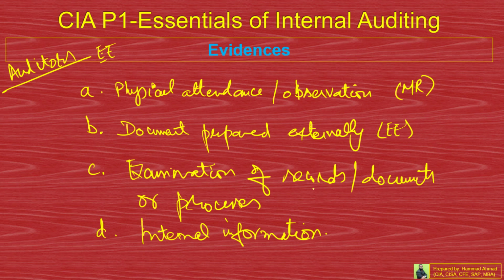Examination of records, documents or procedures or processes means this is also observation, but this is at a lower level than these two. And as the last, internal information, which was internally prepared and internally held. So these are the evidences from most to least reliable. So there were different aspects of discussing this point with respect to audit evidence and the importance of evidence with respect to fraud investigations.